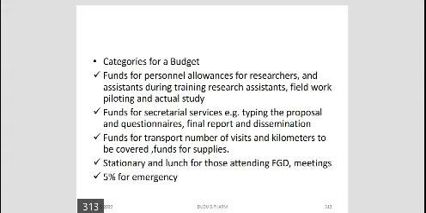Also, it's costly. So, you also need funds for secretarial services, for example, typing the proposal, questionnaire, final report, and dissemination. You also need funds for transport, number of visits and kilometers to be covered. Funds for supplies, stationery and lunch for those attending, for example, focus group discussions and meetings.